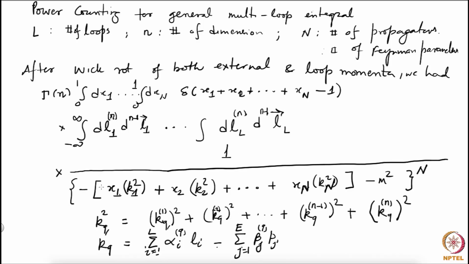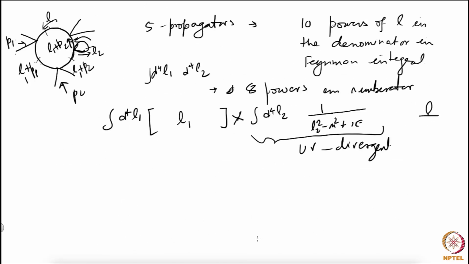So x times k square, or for x1 we have k1 square, x2 k2 square. And what are k1 and k2? These are just the momenta that are flowing in these propagators. So propagator number 1 has this momentum flowing in it. I hope you remember. Whatever momentum flows, let me show you one of the diagrams, it will be easier to see.